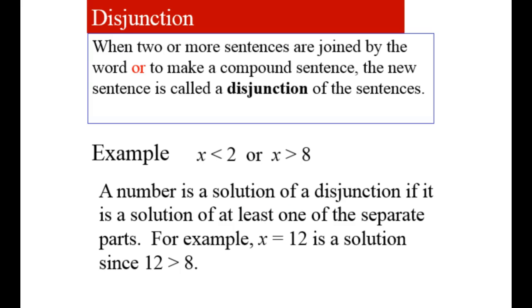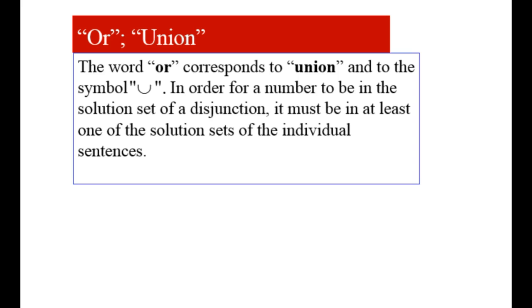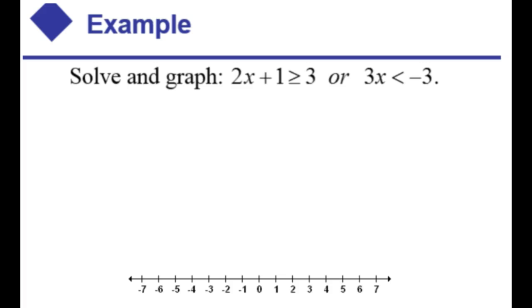So an example of an OR statement would be everything less than 2 or greater than 8. So if I want less than 2, it would be off there, and greater than 8, it would be off in that direction. So again, this symbol is the union symbol. And we'll look at an example.